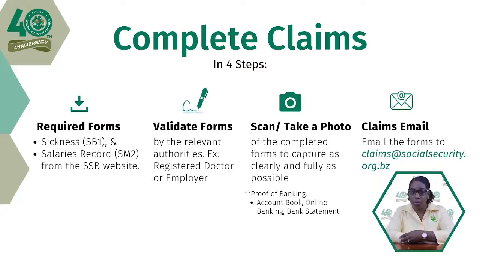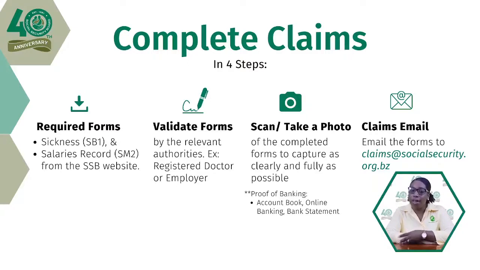So you have those two forms, and I want to state that you need to remember to also provide us with proof of your banking information. So you have your sickness benefit form, you have the salaries record form, but you still need to give that proof. That proof can come in the form of your account book, it can be your online banking, or it can be a statement. It just needs to indicate your name and your account number, and it needs to be shown legibly.